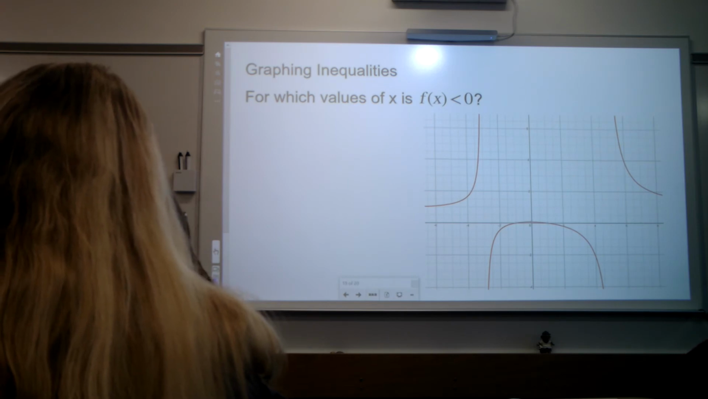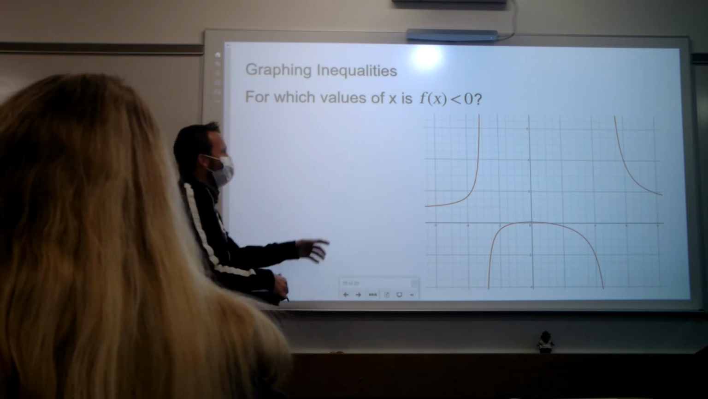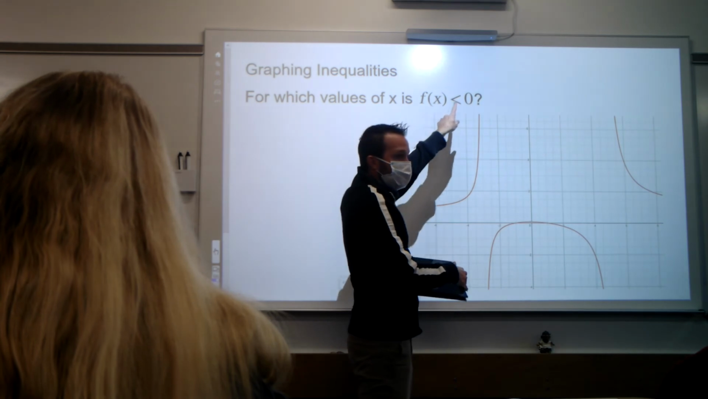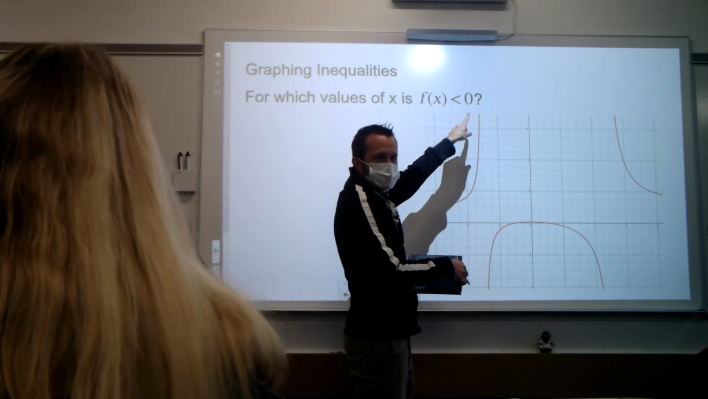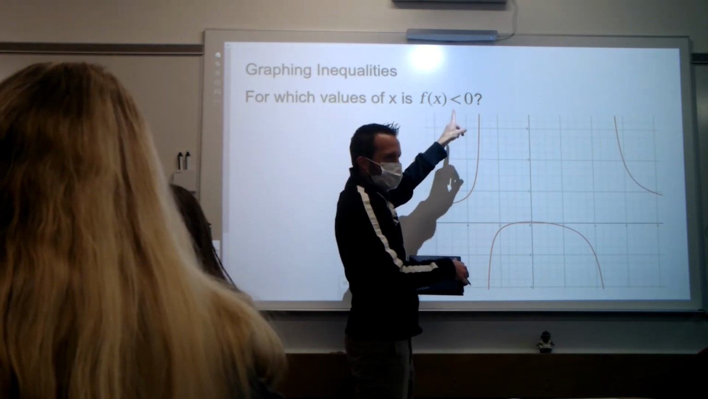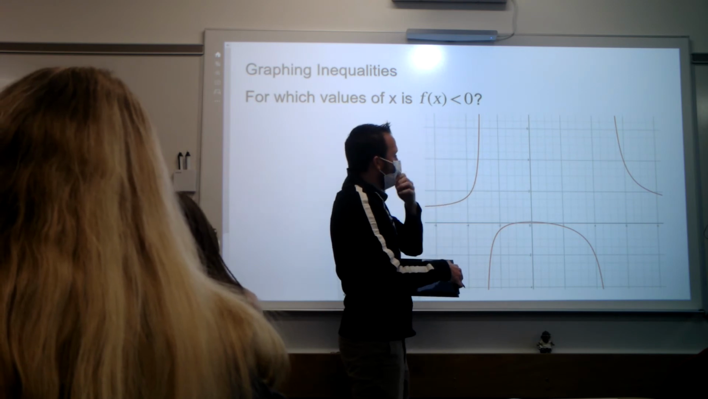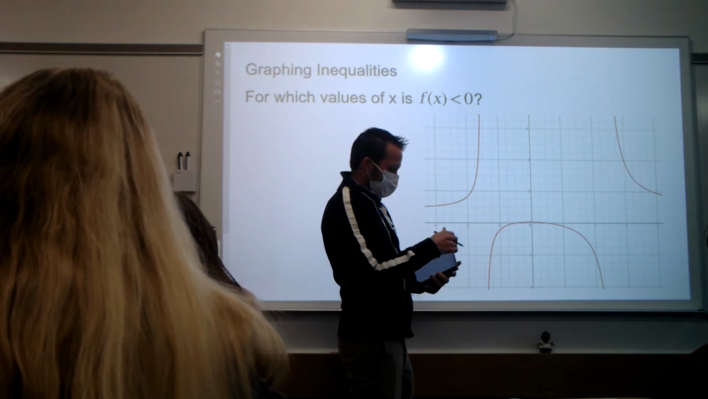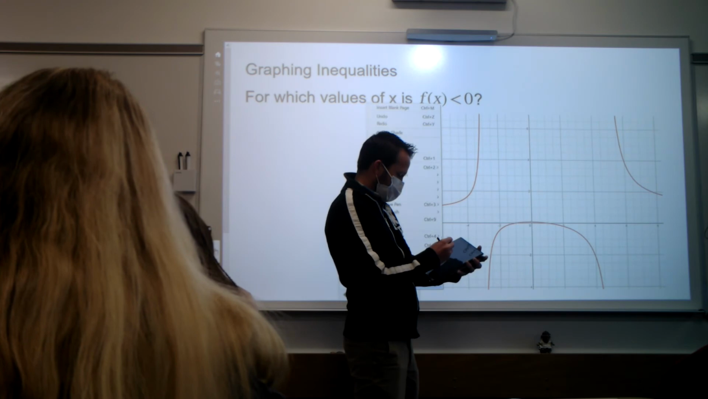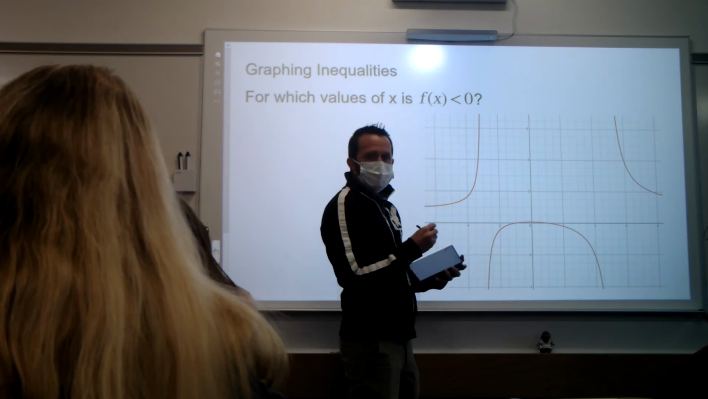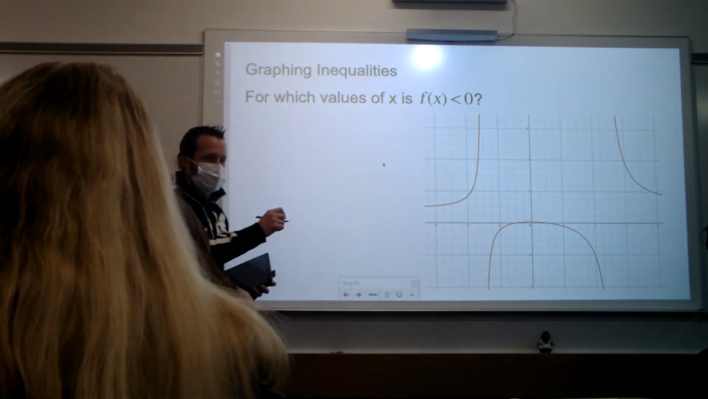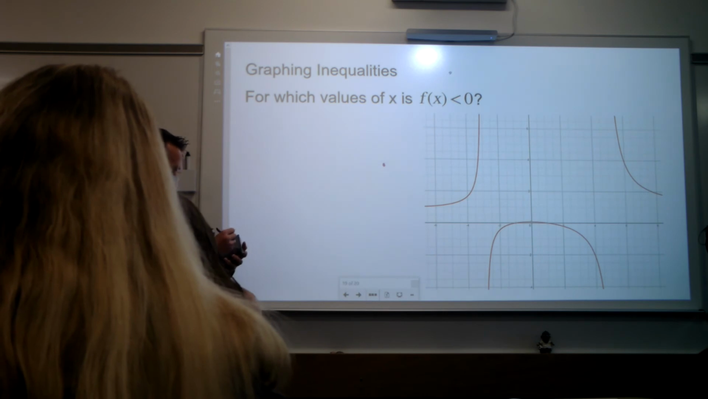Hey guys, so let's talk about this one. How is this one different? First off, this is saying f of x is? The last one was greater than or equal to. This one is less than. If I'm visualizing that on my graph, what does that mean? Before we said it was above the x-axis, above or on, what would this one be?